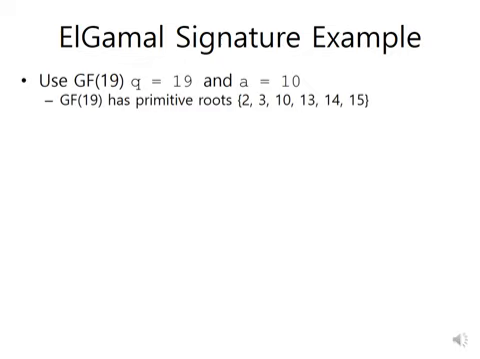Let's see one example of the ElGamal signature algorithm. In this case, we suppose the computation is performed in GF(19). So the prime number Q is 19, and let's suppose we select the primitive root as 10. Actually, the prime number has more primitive roots. For example, 2, 3, 10, 13, 14, 15 are the primitive roots for the number 19. But in this case, we suppose 10 is selected as the primitive root.